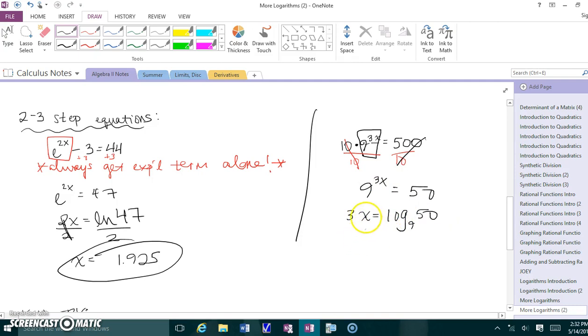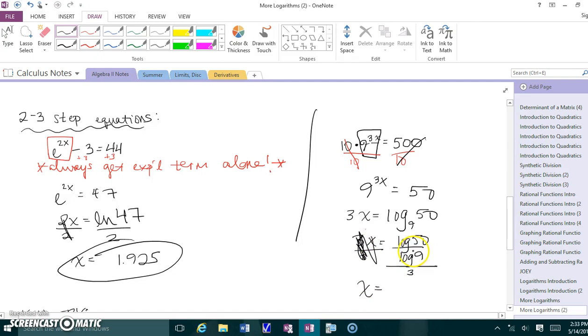Again, this converting is just one way of solving this. I will show you another way. And I'm going to need to do some change of base to get this. Log base 9 of 50 is log base 10 of 50 over log base 10 of 9. And then what I'll need to do is divide that answer by 3. So I have x equals this.